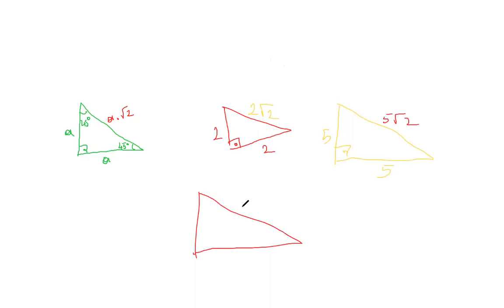Or if this is 7 root 2, this is 90 degrees, 45 degrees, 45 degrees, and this is x, this is y. Question, what is x, what is y?